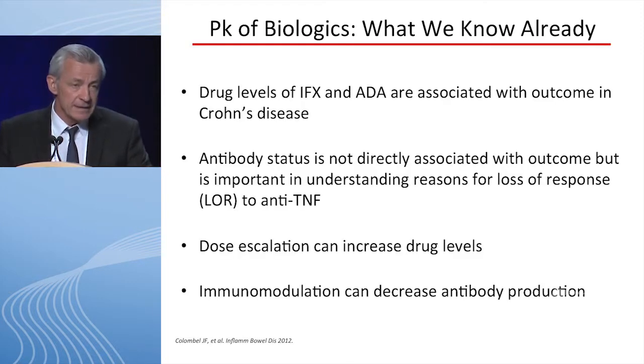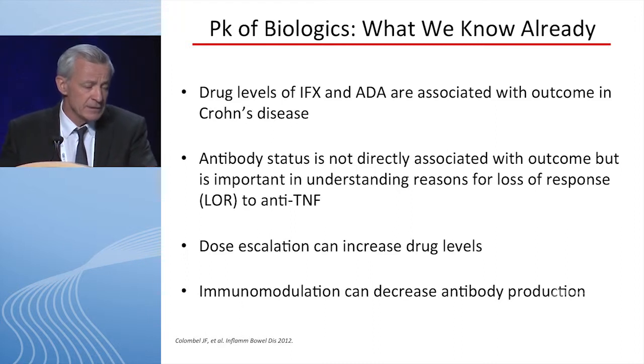There are a lot of data, but once again, it's mainly association and post-hoc data showing that drug levels matter because they are associated with outcome, that antibody status is not directly associated with outcome, but is associated with loss of response, that dose escalation can increase drug levels, and that immunomodulation can decrease antibody production. But the question is still open. Should we treat to trough or should we treat to symptoms?